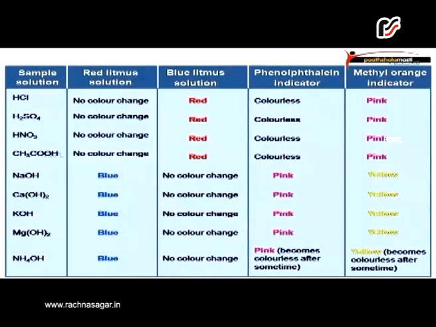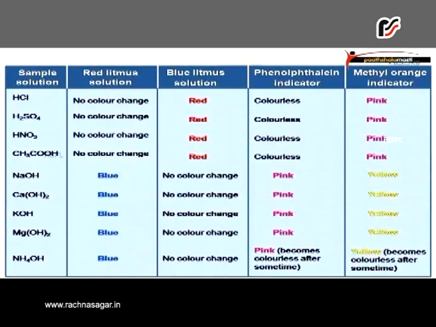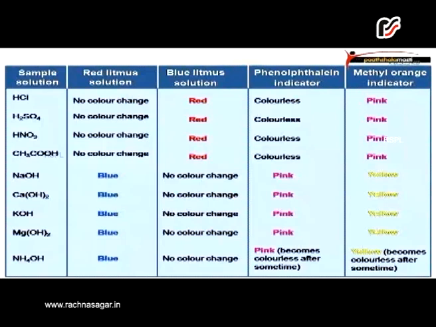Acetic acid is a weak acid, but here also red litmus solution will remain as it is, that is there is no color change. Blue litmus solution changes to red, phenolphthalein indicator remains colorless and methyl orange indicator turns pink. In bases, sodium hydroxide, red litmus solution turns blue, whereas blue litmus solution remains as it is. Phenolphthalein indicator turns pink and methyl orange indicator turns yellow.